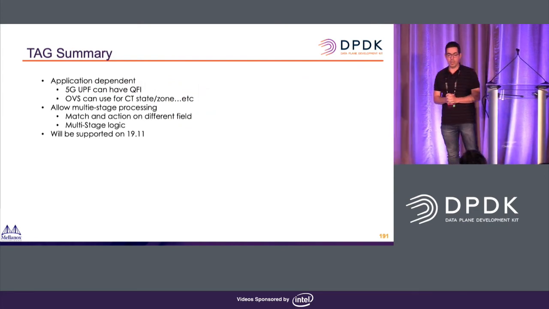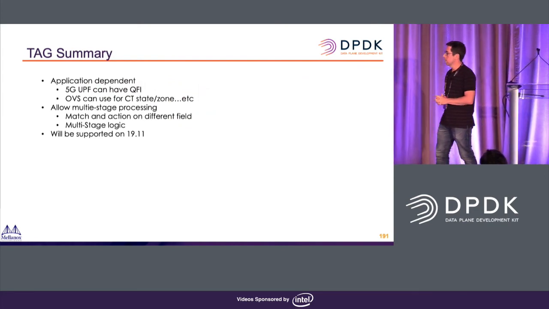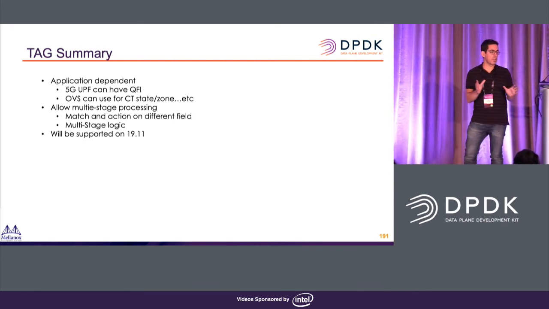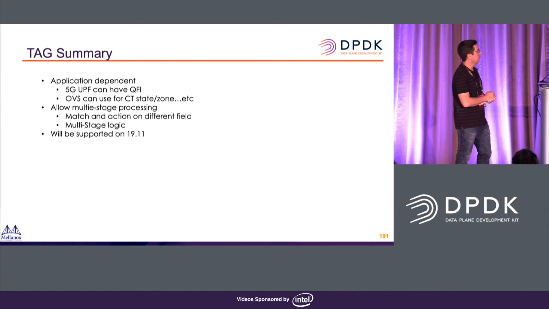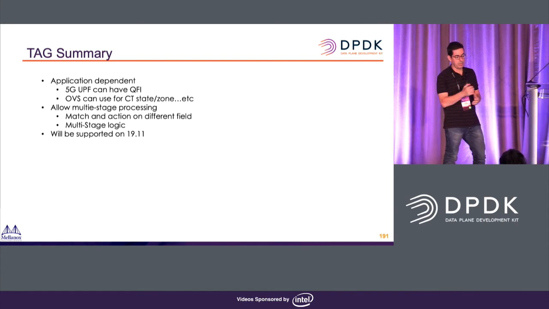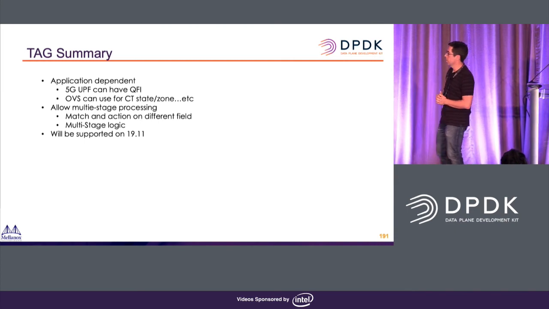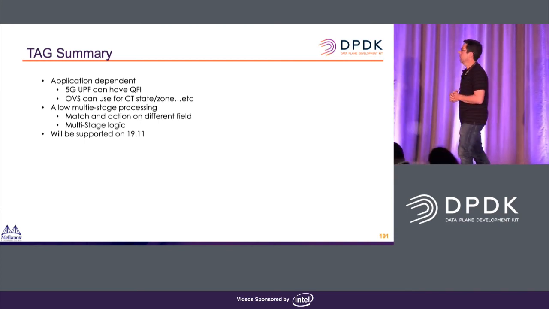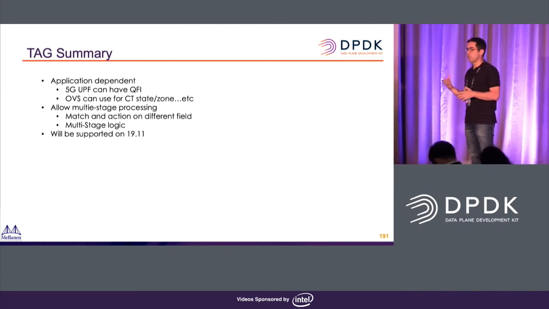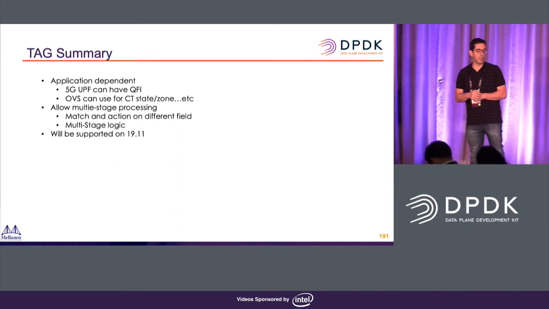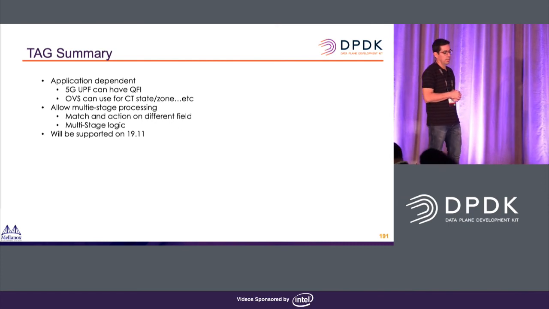Okay, so to summarize, the tag is a generic API. It's not an OVS API. It doesn't say OVS. It's only a scratchpad for keeping information. It can be used, for example, we have cases in 5G, UPF, where there's a quality of service flow indicator that you want to keep and then use it. For OVS, we use it for connection tracking.